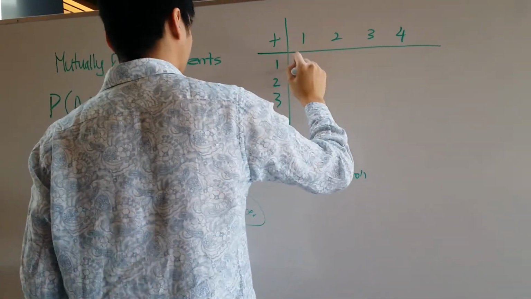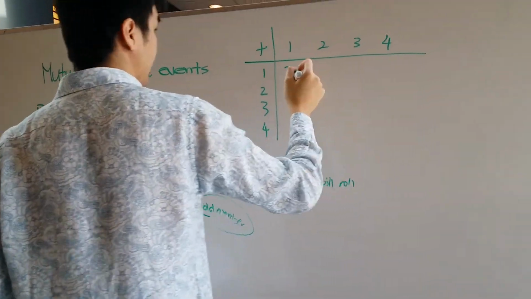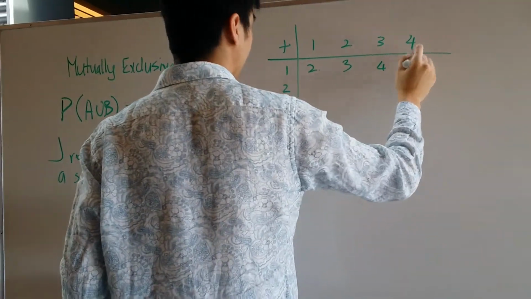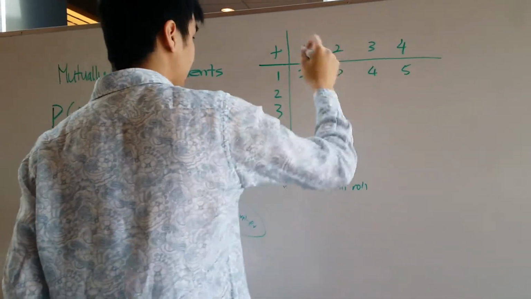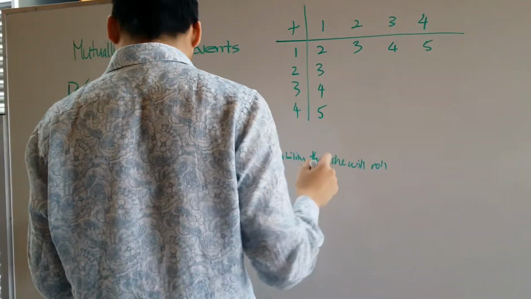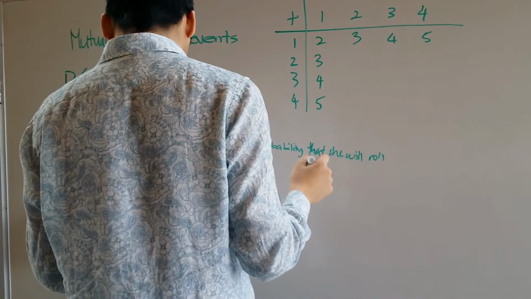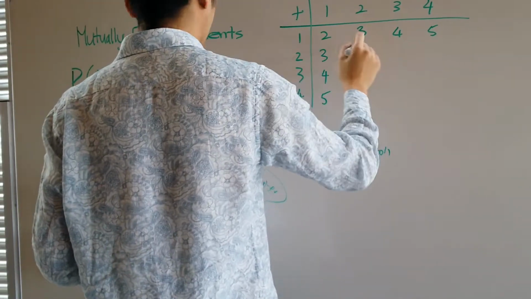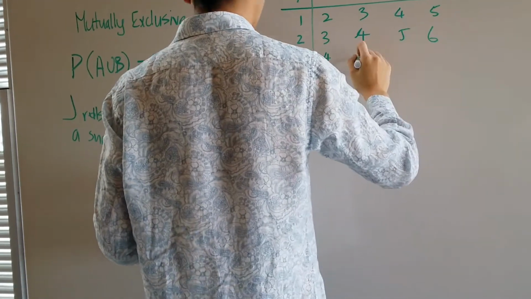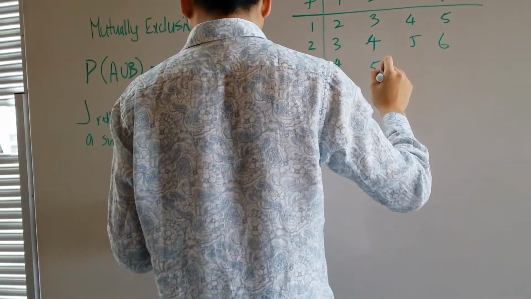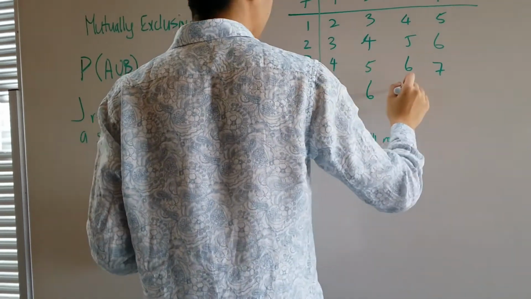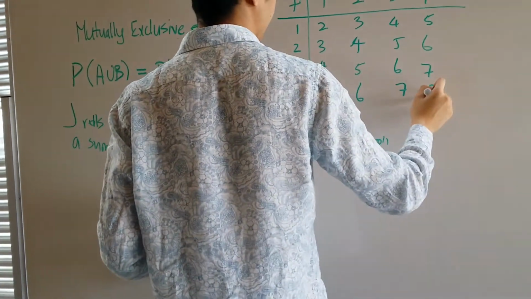1 and 1 is 2. 2 plus 1 is 3. 3 plus 1 is 4. 4 plus 1 is 5. 1 plus 2 is 3. 1 plus 3 is 4. 1 plus 4 is 5. 2 plus 2 is 4, 5, 6, then 5, 6, 7, 6, 7. 4 plus 4 is 8.